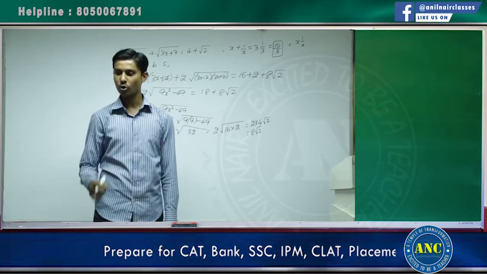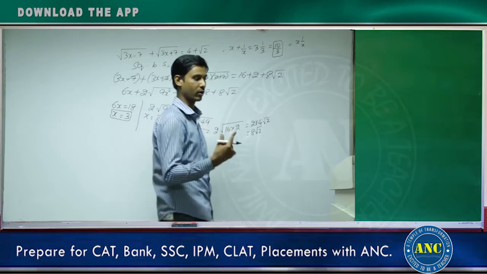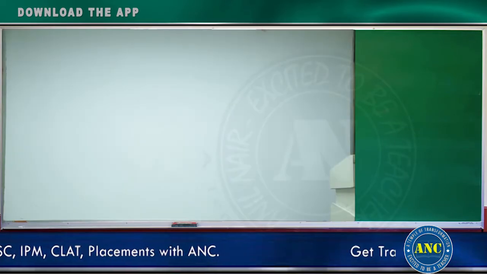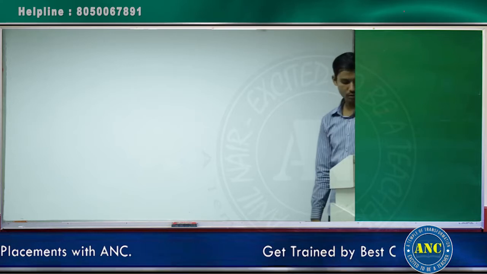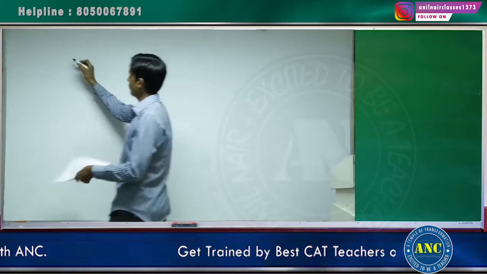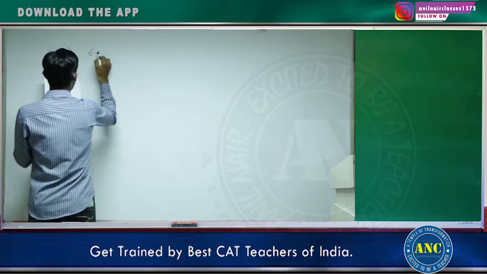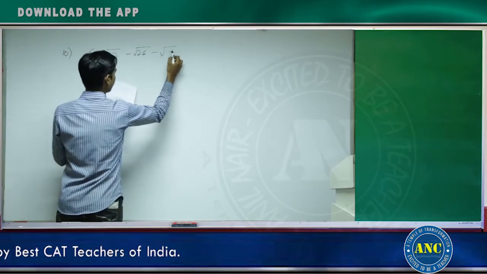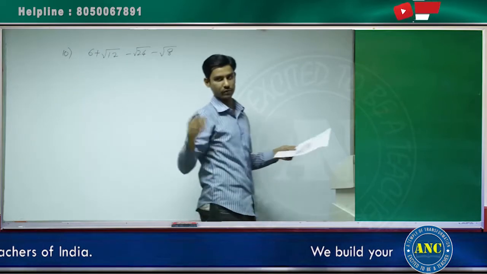Method to write it as go by answer option. Here there are more than one option, that is okay. You need to solve by method only. See here, question number 10. Square root of 6 plus root 12 minus root 24 minus root 8. I need to find the square root of this one, right?